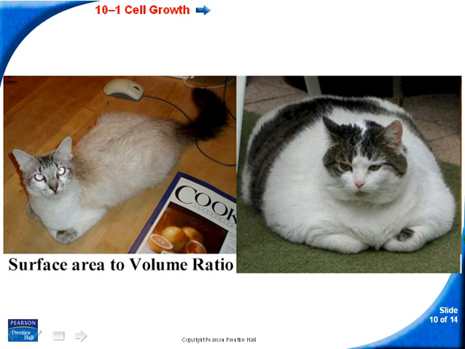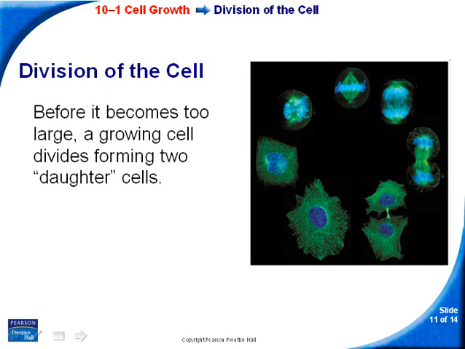Now here's a good example. Here are two cats, and when we talk about surface area to volume ratio, you can see this cat being very small, it has very little volume in it, and this cat has an enormous amount of volume, but its surface area hasn't grown as much as its volume has. And that's the analogy we're making to the cell.